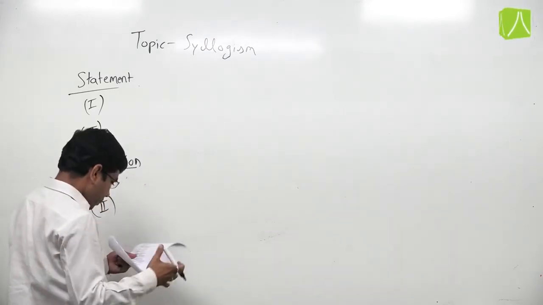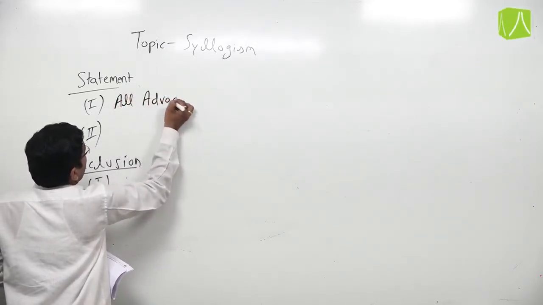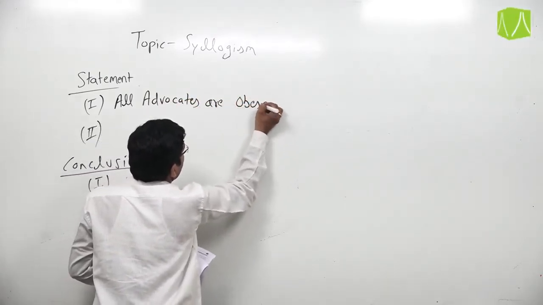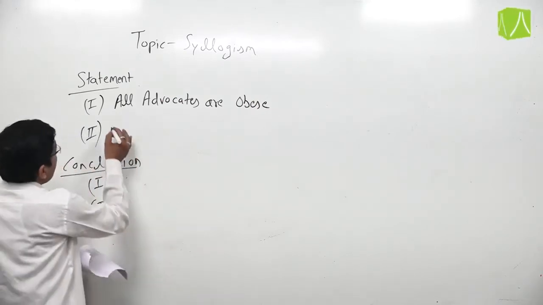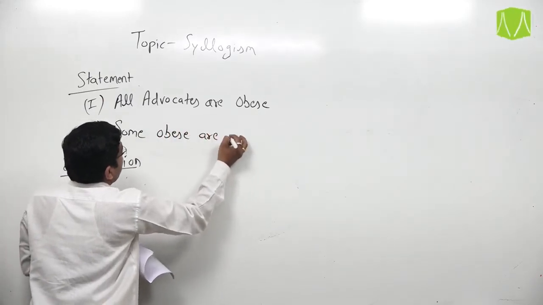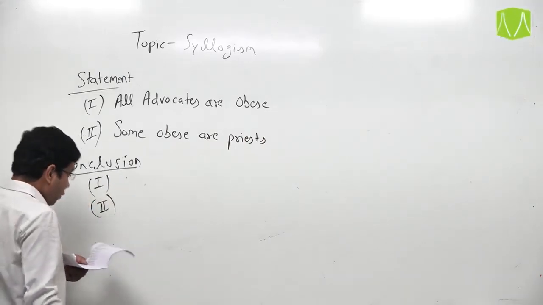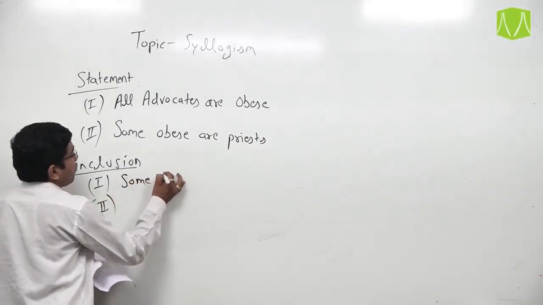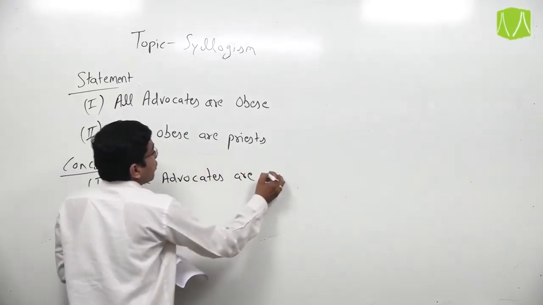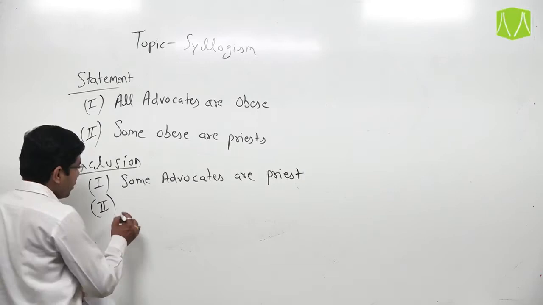Take the next example. All advocates are obese, some obese are priests. Now, we have to check first, some advocates are priests, and second, some priests are advocates.